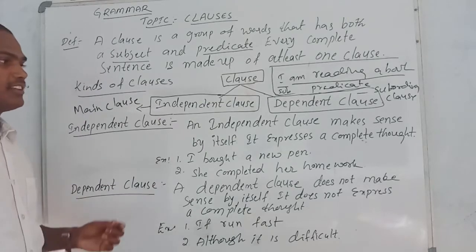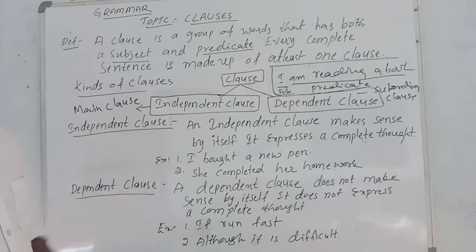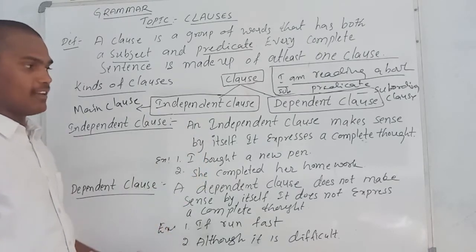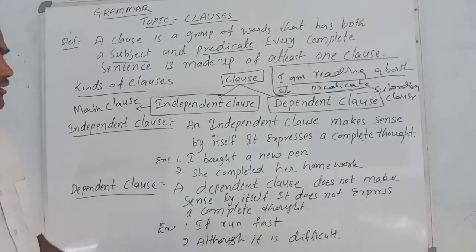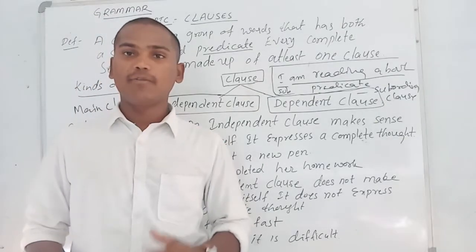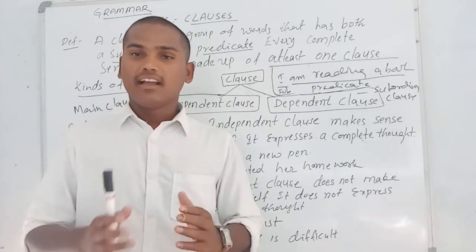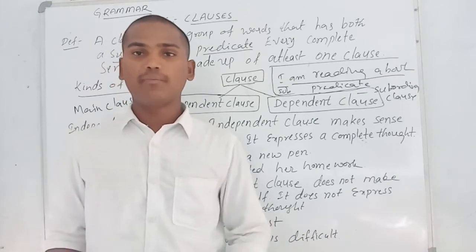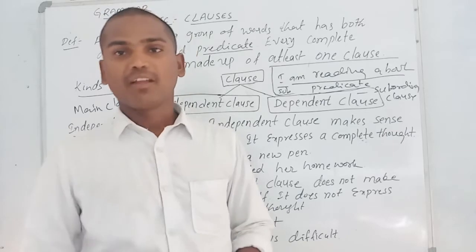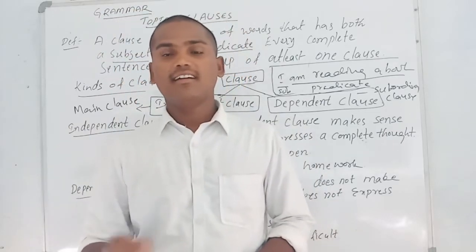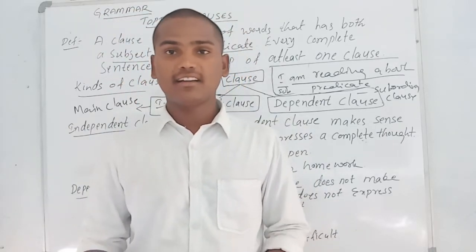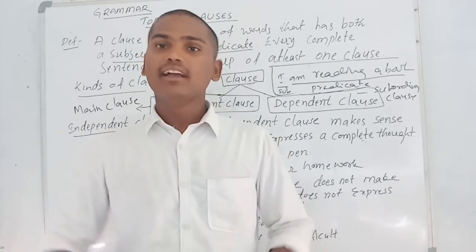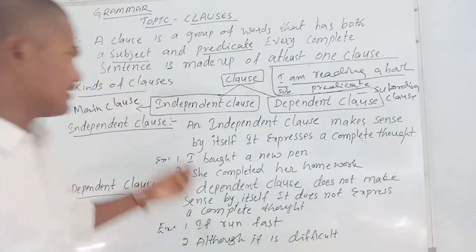Okay. Now we are going to discuss the independent clause definition. An independent clause makes sense by itself. It expresses a complete thought. An independent clause always gives complete meaning itself. It never depends upon another part of a sentence to give complete meaning. That's why we call that clause an independent clause. Complete thought means complete meaning itself.